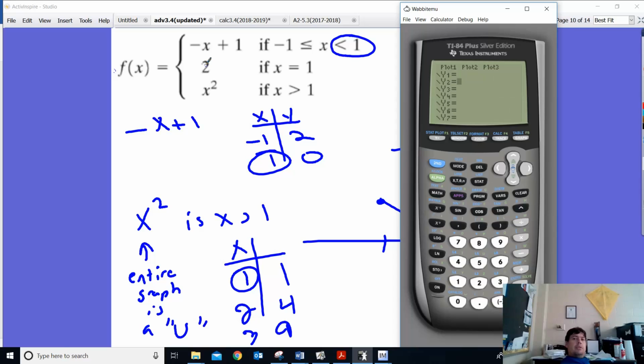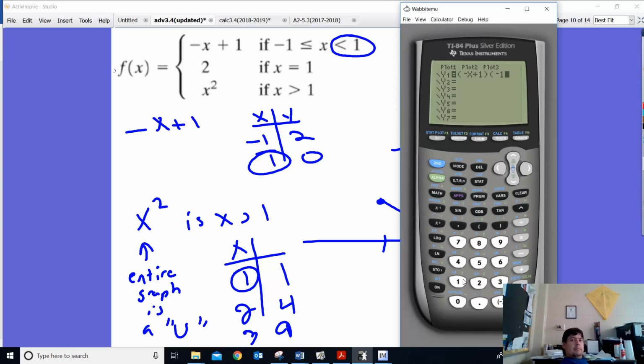Now, what you have to do is you have to wrap the entire expression in a set of parentheses. So I'm at y1, y equals, I'm at y1, and I'm typing negative x plus 1. The entire expression has to be wrapped in a set of parentheses. Then I'm going to open up a new set of parentheses, and I'm going to type out this inequality that's given to me. All right, has everybody got at least this?